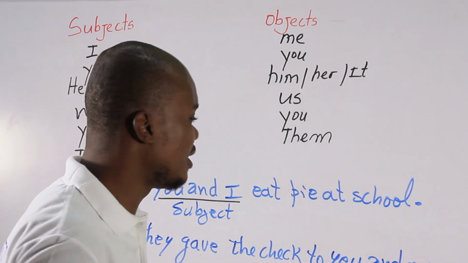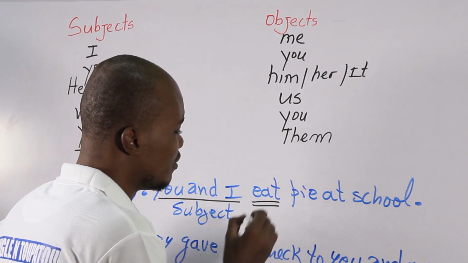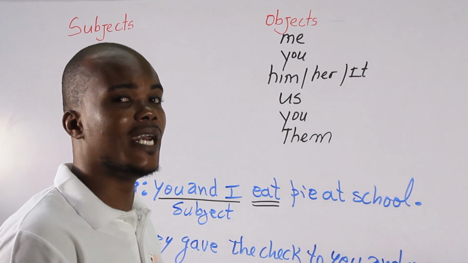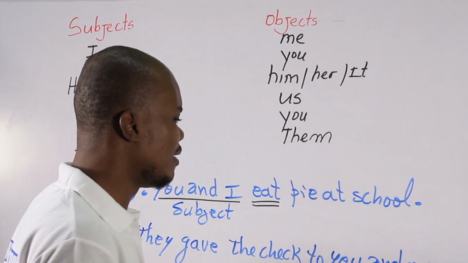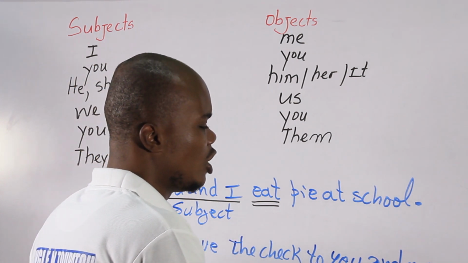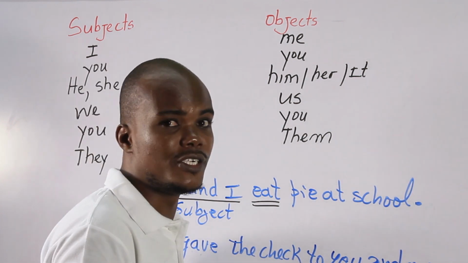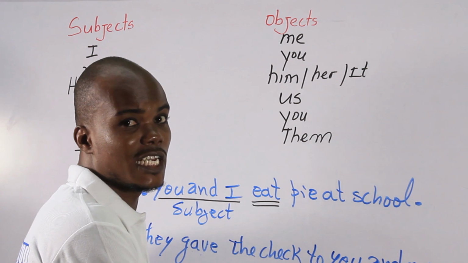And I remind you, when you use a subject, there must be a verb. What is the verb here? The verb is the verb to eat. And when I'm talking about you and me, it can be after a preposition or after a verb.